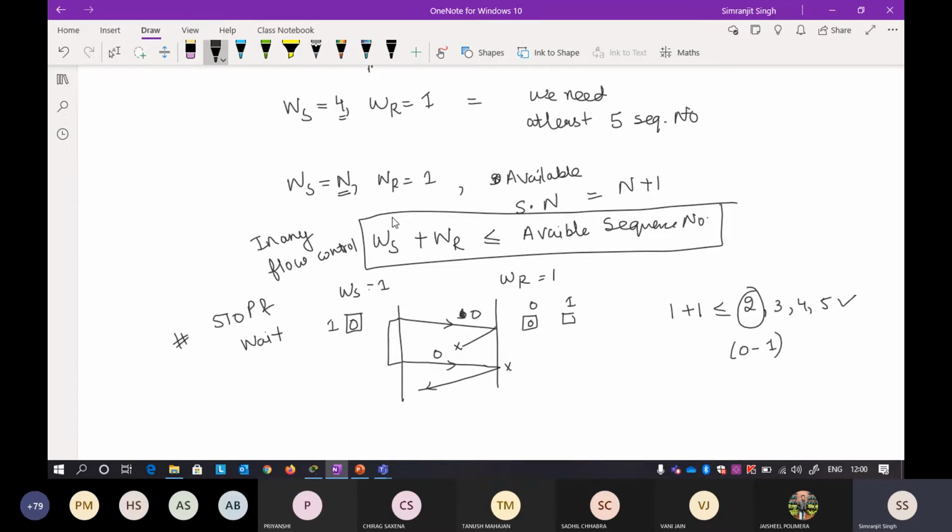In any protocol you take, be it Go-Back-N or any flow control protocol, this particular formula is always used. It will help you decide what the available sequence numbers in a particular flow control window should be. So keep that in mind.